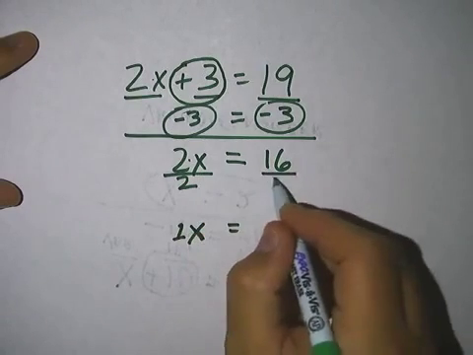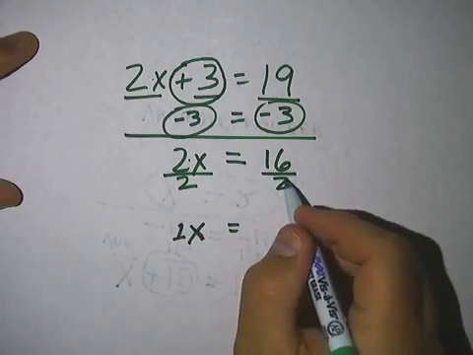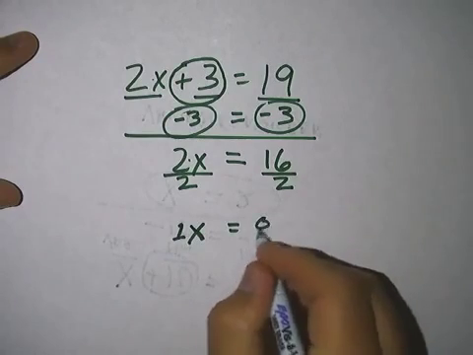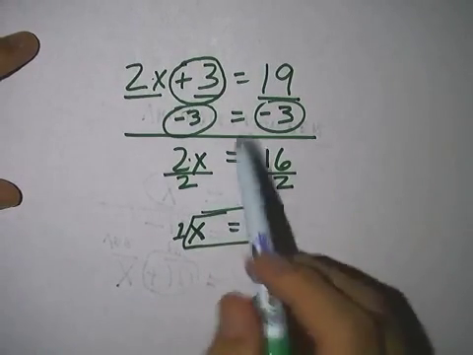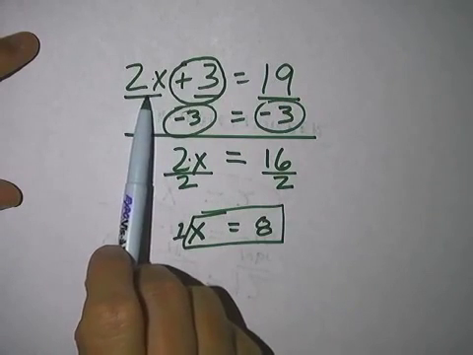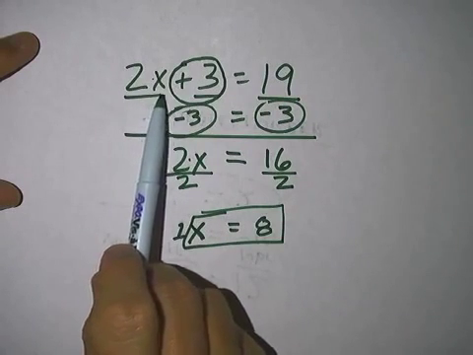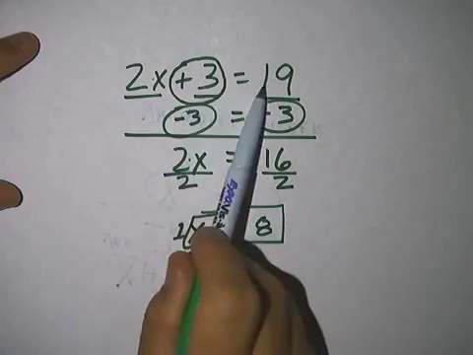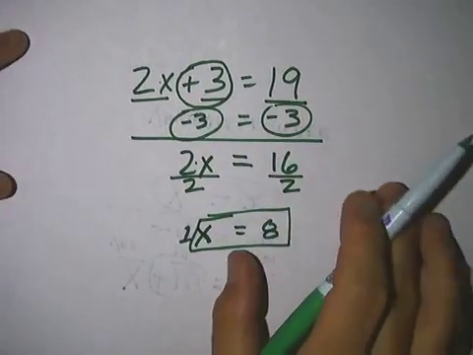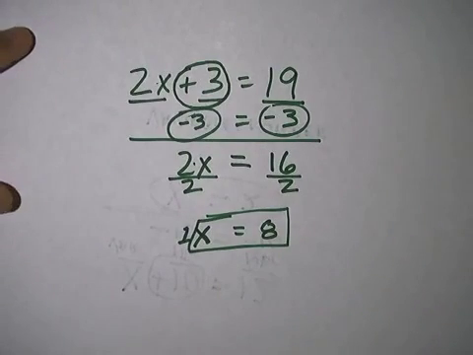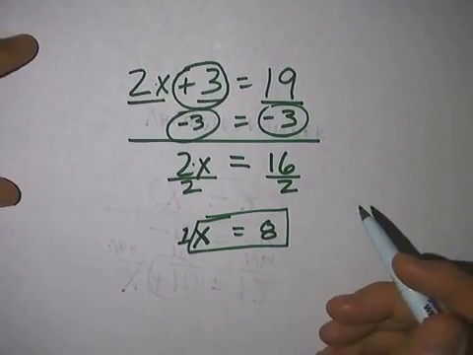Now I don't write this 1 here. It's kind of the invisible understood 1. But if I divide this side by 2, I've got to divide this side by 2. 16 divided by 2, let's see, that's 8. So x is equal to 8. Would that be true? Well, let's plug it in. 2 times 8 is 16, plus 3 is 19, and 19 does equal 19.